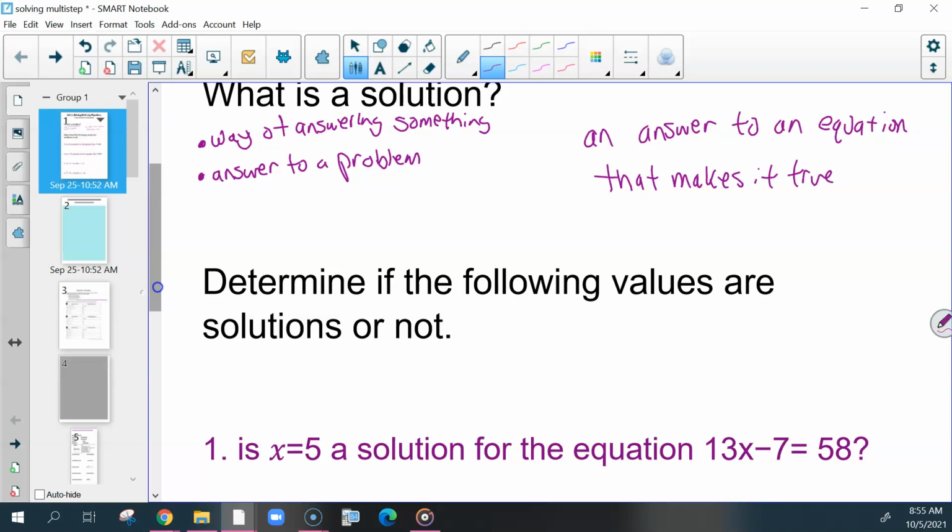And what that means is if we solve for something, we get an answer. If we were to put that answer back in, we could simplify it and see, does it equal what it says it equals? If it does, it makes the statement or the equation true. If it doesn't, then it's not a solution. So we're going to test out some of these to see if these are solutions or not. Anyone still need this part before I scroll down?